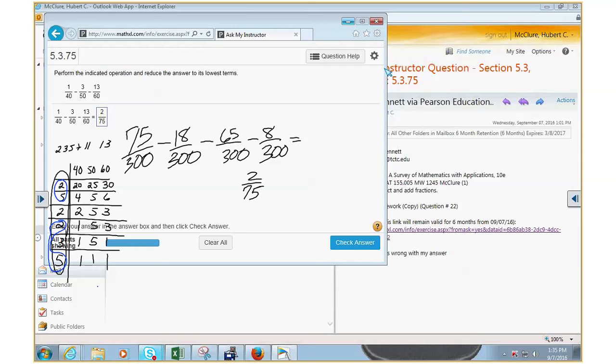Now, what's the only one we don't have? 2 times 3, right? Well, what's 2 times 3? 6 times 100 is? So your common denominator is not 300, it's what? 600. So that needs to be a 6. So I'm going to erase all this, and we'll redo it, okay?